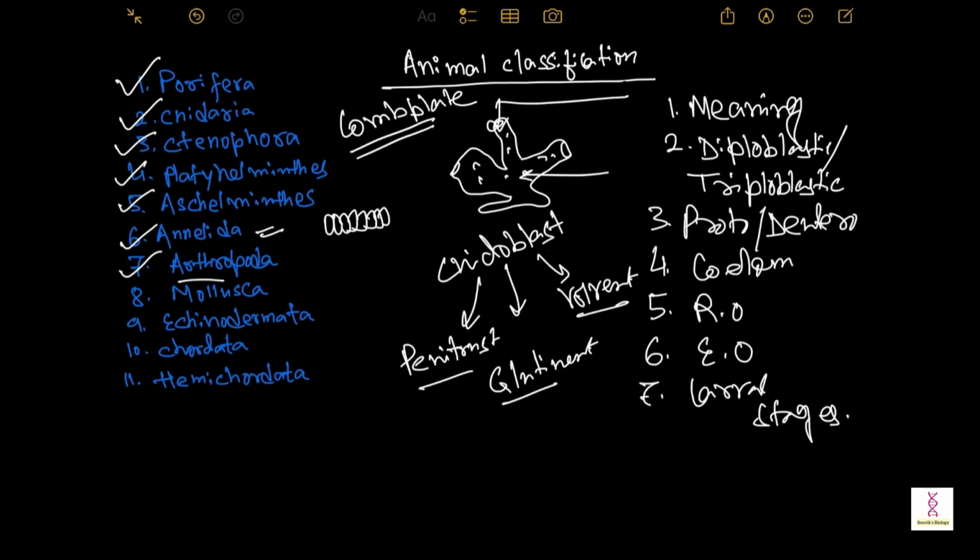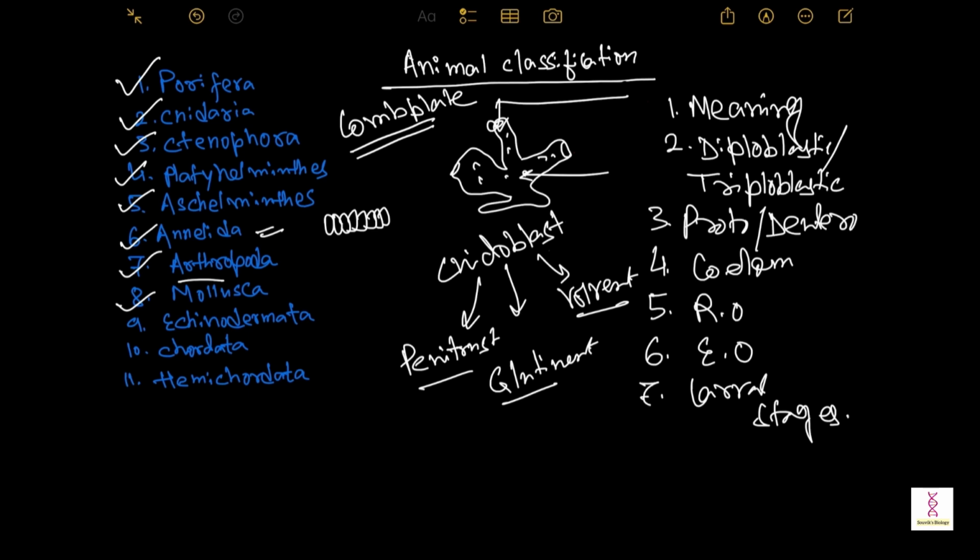The maximum diversity is observed in this phylum. Okay, and the maximum species belong within this Arthropoda. This is a very important phylum. The next one is Mollusca. Mollusca, which animals are Mollusca? Like snails. Okay, the snails, the apple snail, etc.